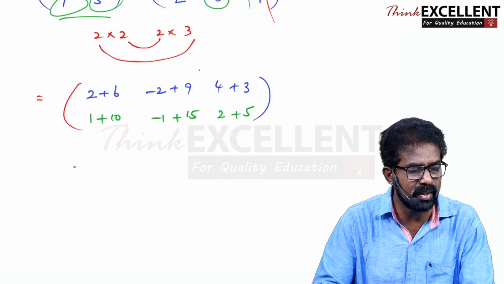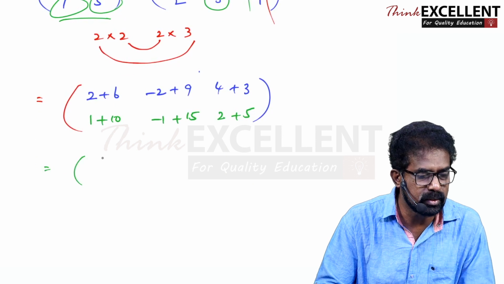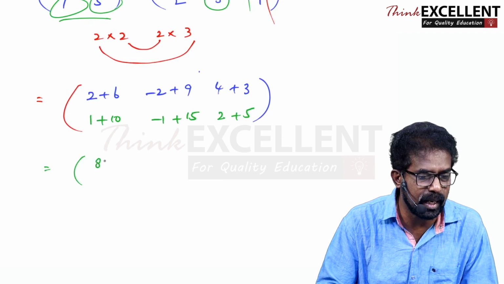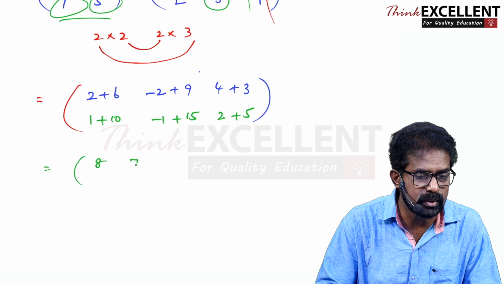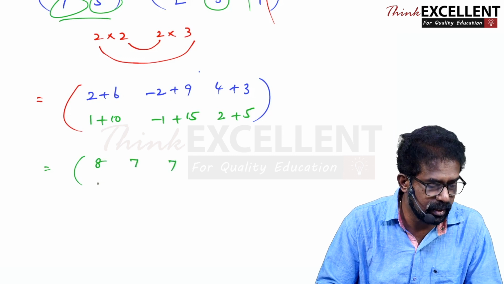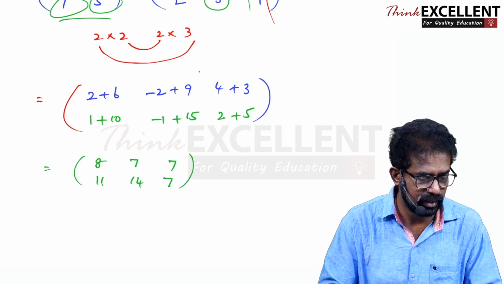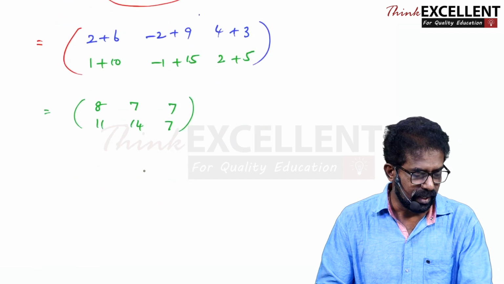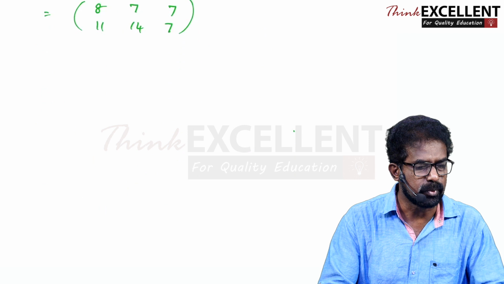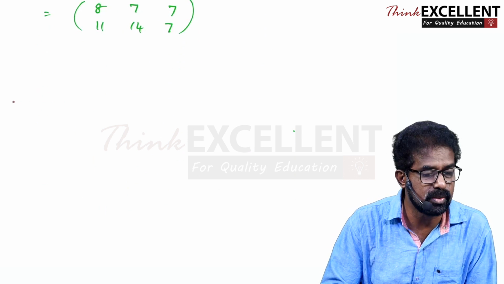Now just to simplify this, so what you are getting? 6 plus 2 plus 6, 8. 9 minus 2, 7. Again 7. Here 11. Here you have 14. Here you have 7, right? So like this you can find the product. So there are different type questions there. Please listen. Some of the questions will surprise us.